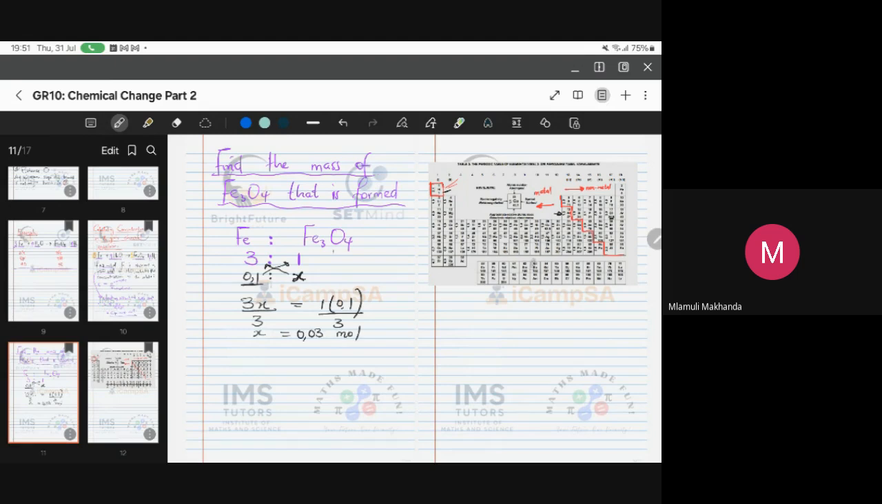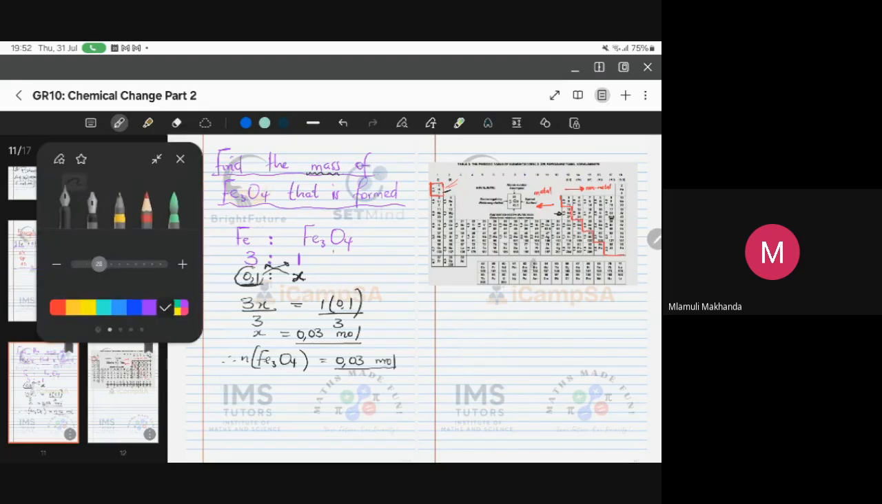What does this mean? It means for every 0.1 mole of iron that is used up, we form 0.03 mole of Fe3O4. So therefore, n of Fe3O4 is 0.03 mole. Good. So the question was saying, what is the mass of Fe3O4 that is formed? Now, from this point, we know the number of moles of Fe3O4 that are formed. Let's see if we can find the mass.